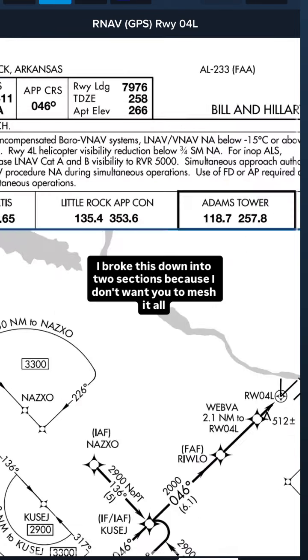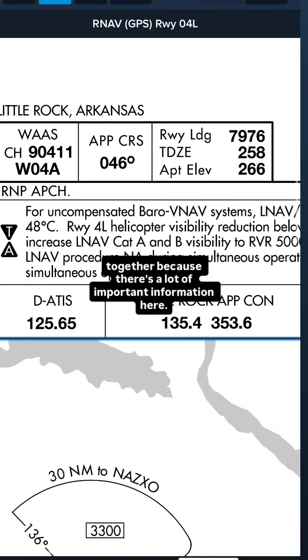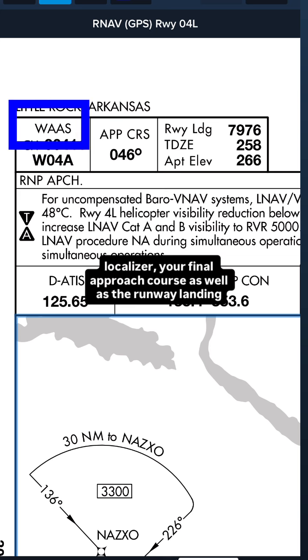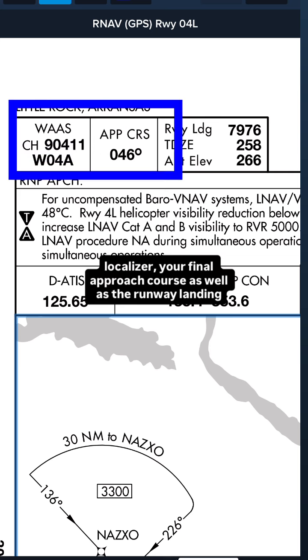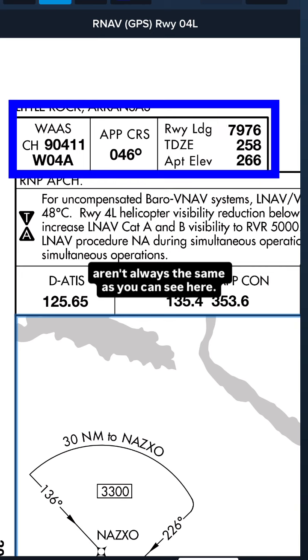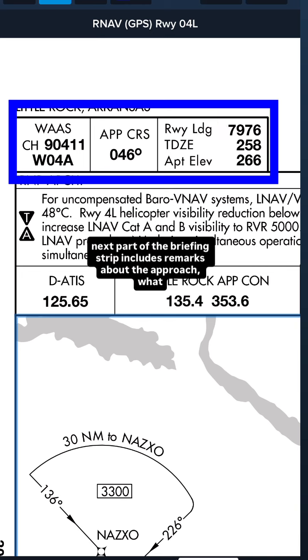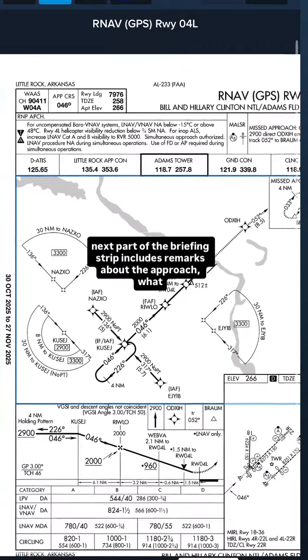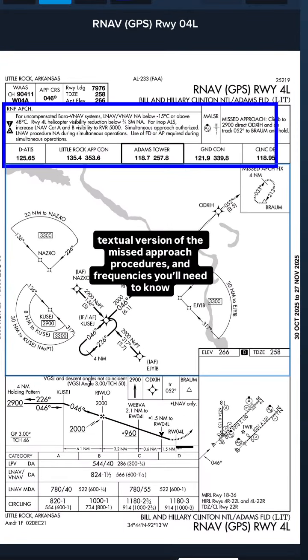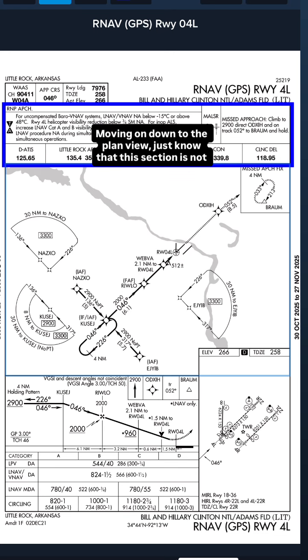I broke this down into 2 sections because I don't want you to mesh it all together because there's a lot of important information here, including the distinction of if the approach has WAAS or if it's using a localizer, your final approach course, as well as the runway landing distance, the touchdown zone elevation, and the airport elevation, which aren't always the same as you can see here. The next part of the briefing strip includes remarks about the approach, what kind of lighting is used on the approach, the textual version of the missed approach procedures, and frequencies you'll need to know.